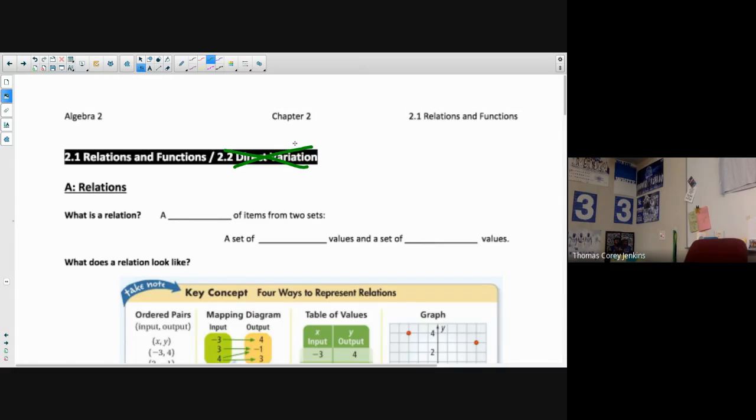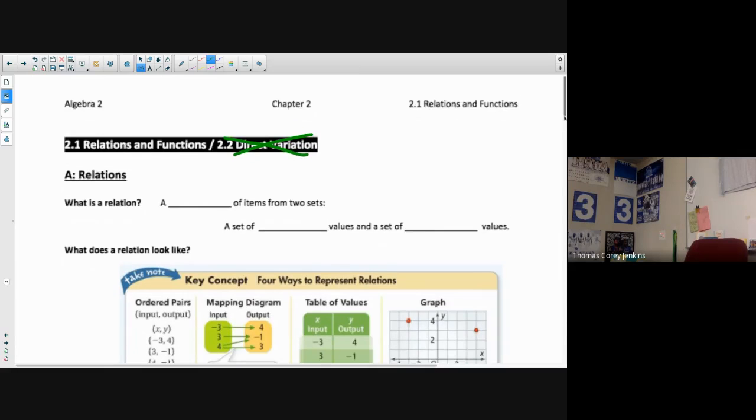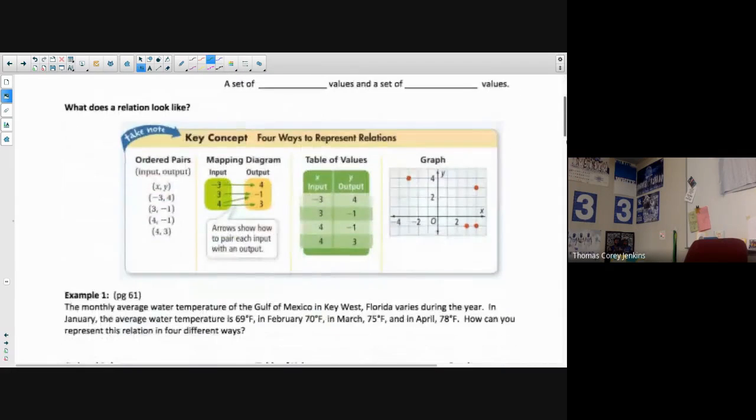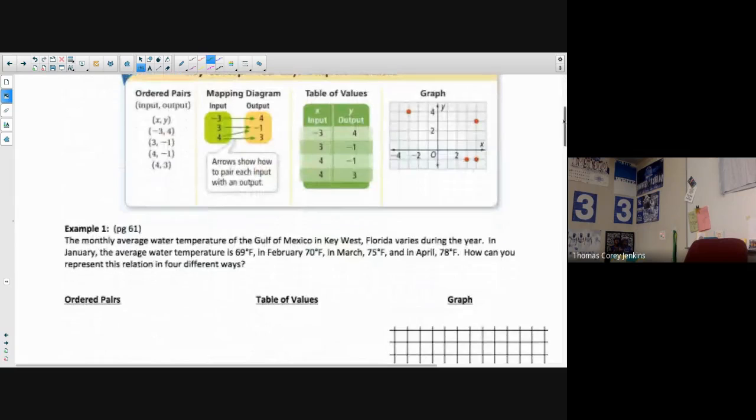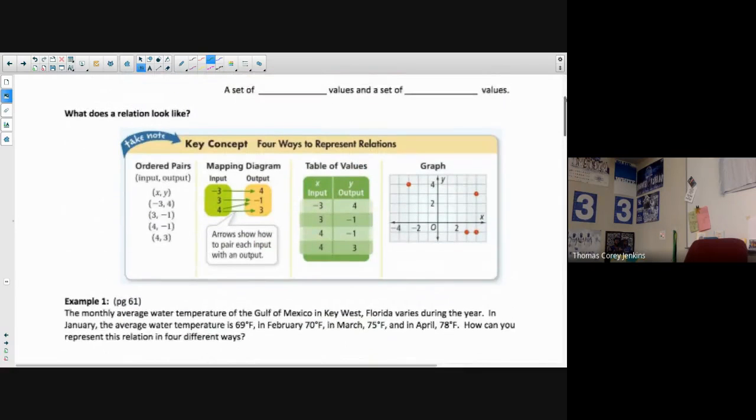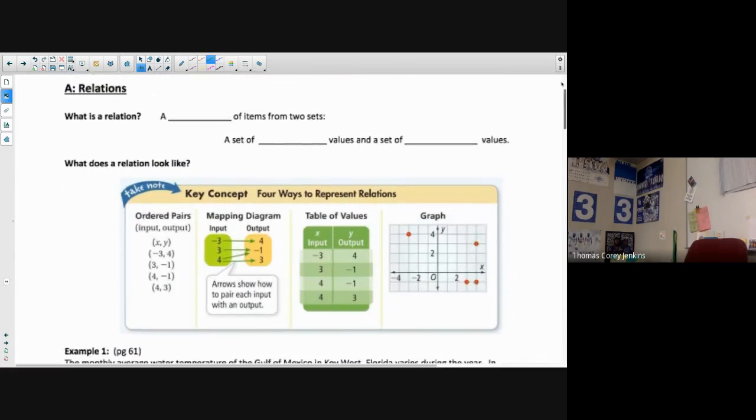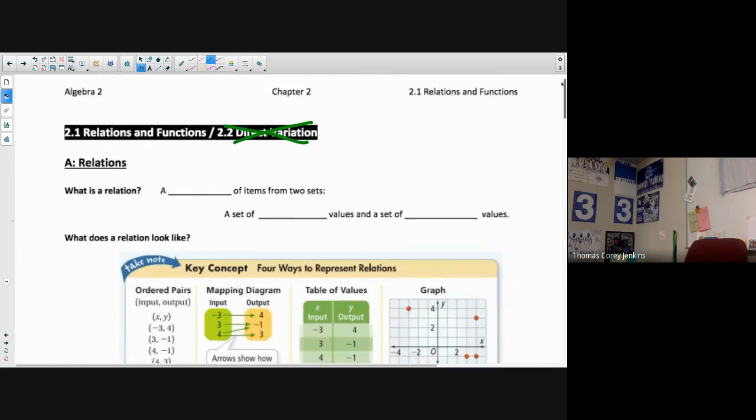Your learning target is: I can identify a function from a table, graph, etc. So being able to identify a function. Also, there's some stuff about domain and range in here. So just basic stuff about relations and functions. So first of all, some definitions.